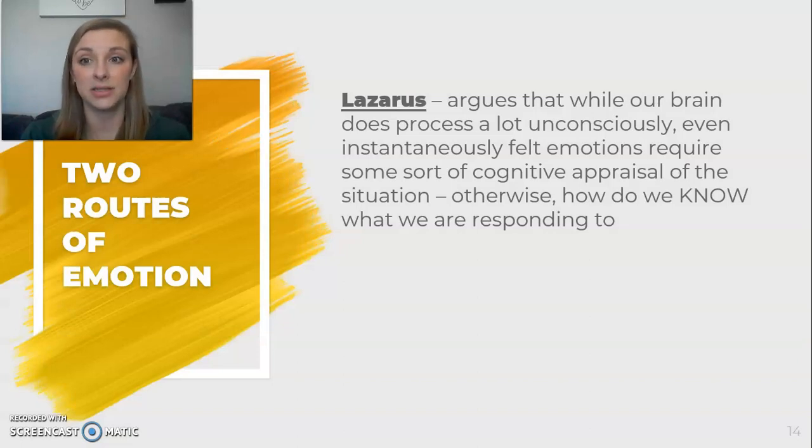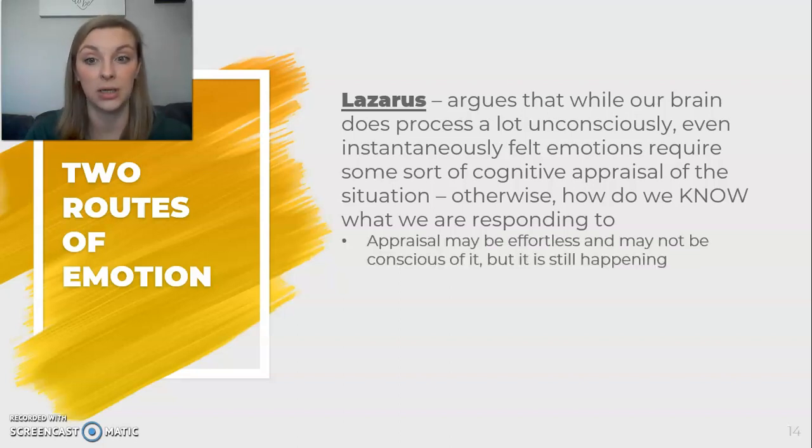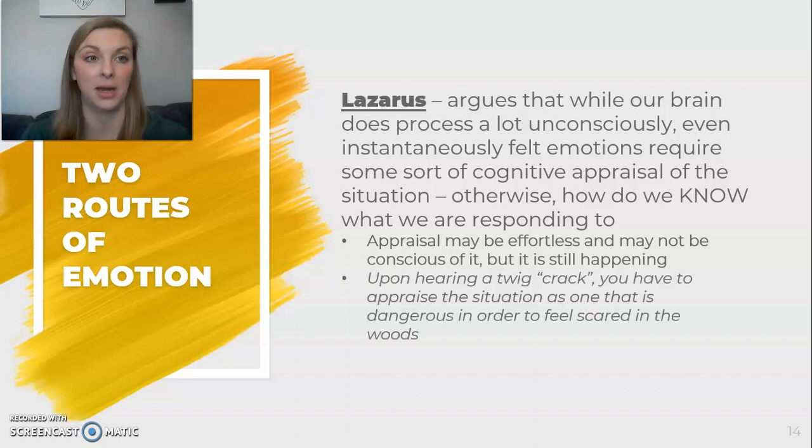Okay, Lazarus came in and said, hey, we cannot have an emotional response without thinking about it. It's like, I get it. Some of these responses happen super quick. However, in order for us to actually feel an emotion, we have to think about it. Otherwise, how do we know what we're responding to? He's saying this appraisal might be effortless, and we might not be conscious of this appraisal happening, but it's still happening. So upon hearing a twig crack, you have to appraise the situation as one that's dangerous in order for you to feel scared in the woods, right?